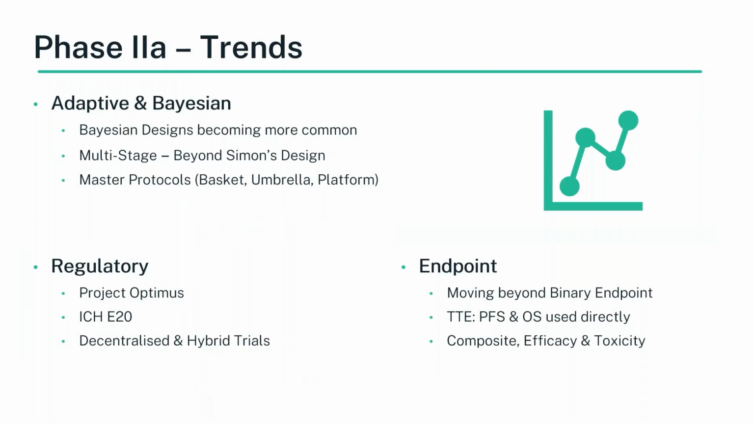Then we also have ICH E20, which is a guideline on adaptive designs, which is, to the best of my knowledge, being finalized very soon. And this will provide a unified international regulatory framework for adaptive designs, not just phase 3, but also phase 2. And then finally, I suppose we have decentralized and hybrid type trials.